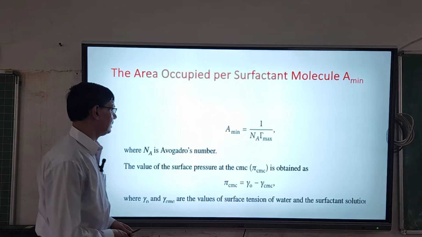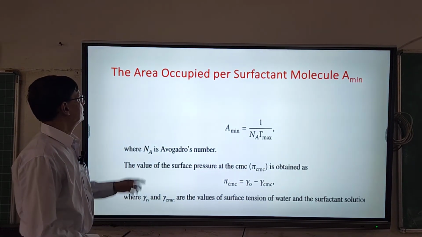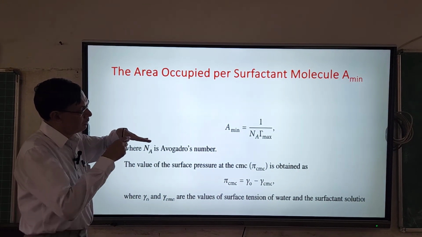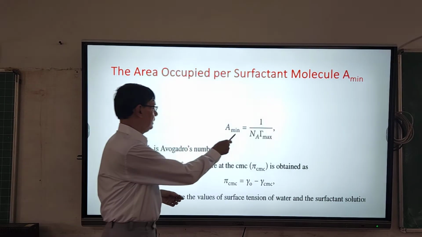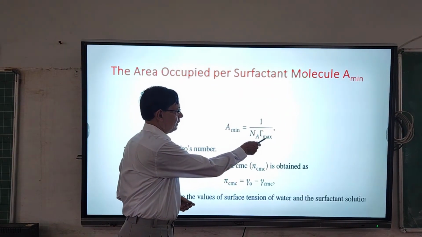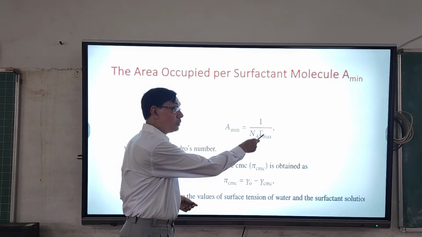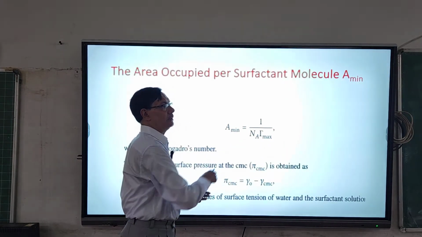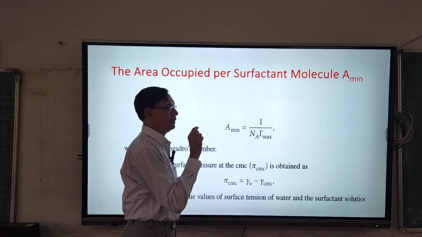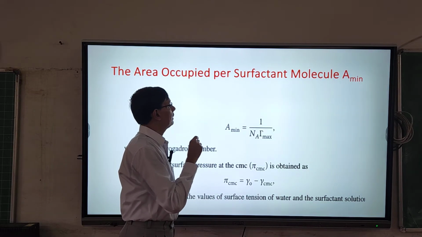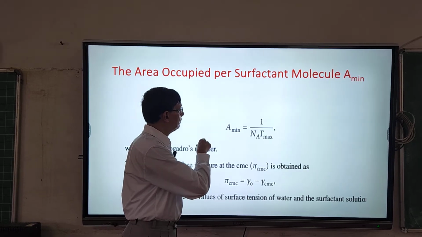I think in M.Sc first semester you have determined these things: the area occupied per surfactant molecule, which is very important, a minimum. For that we need the Avogadro number and the surface excess concentration. So these are two important properties. There is a possibility of a short answer question: define the surface excess concentration as well as the minimum surface area.